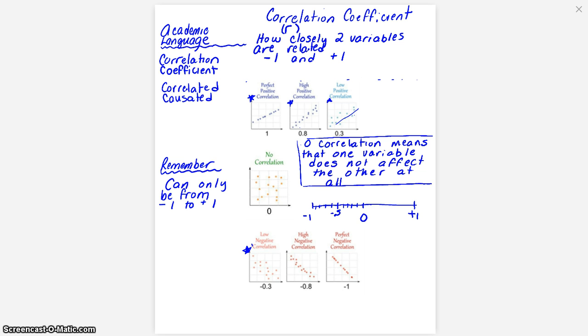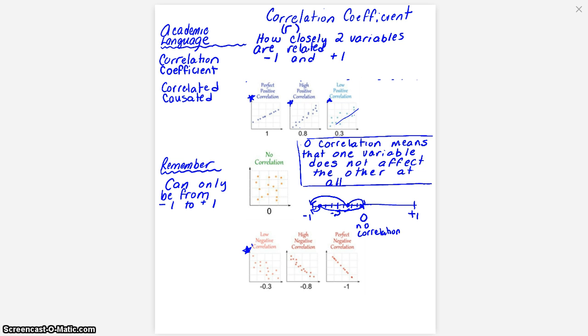Negative 0.3 is going to be here, closer to no correlation than it is to negative 1, which is a perfect negative correlation. So that's a low negative correlation. Now look at the next one. It says negative 0.8. Well, that's going to be here, which is closer to perfect negative correlation than it is to 0, which is no correlation.